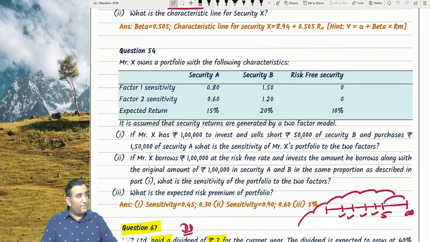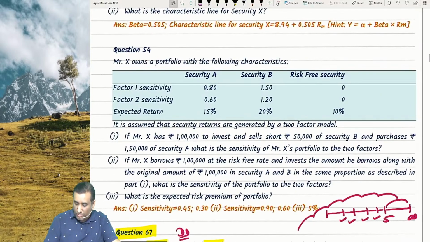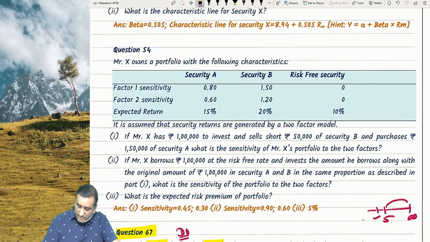Actually, a kind of PhD level question came in your exam. Analysis has to be done accordingly. When this kind of a question comes, you have to think about it accordingly. There will be a concept of negative weights. You might not have heard of something like negative weight.